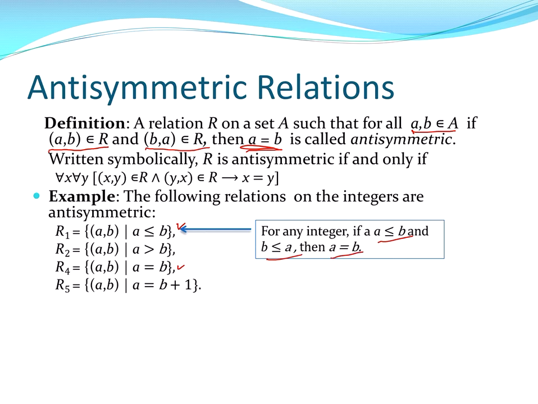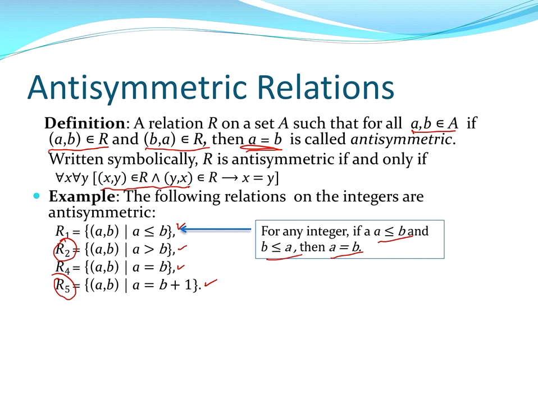Note that relation 2 and relation 5 will be true vacuously because no pairwise elements ever satisfy the hypothesis. For no pair of elements is it true that a is greater than b and b is greater than a, and for no pair of elements is it true that a equals b plus 1 and b equals a plus 1. So relation 2 and relation 5 are antisymmetric vacuously.